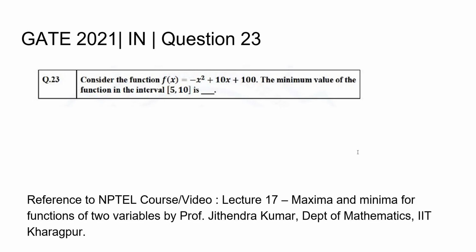Question 23, Instrumentation Engineering GATE 2021. Consider the function f of x is equal to minus x square plus 10x plus 100. The minimum value of the function in the interval 5 to 10 is dash.